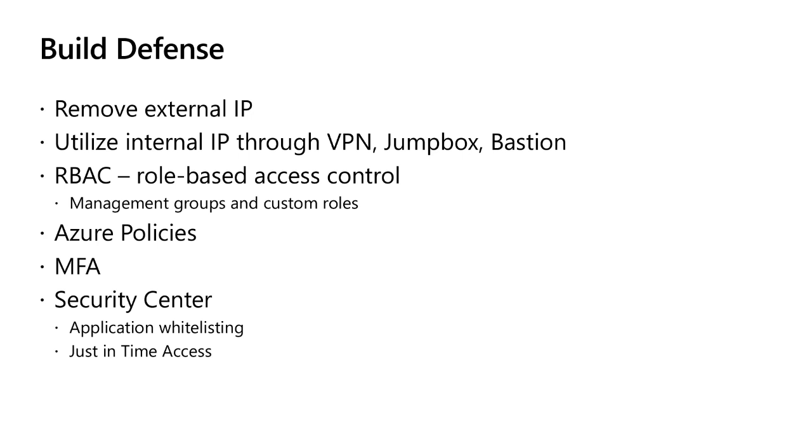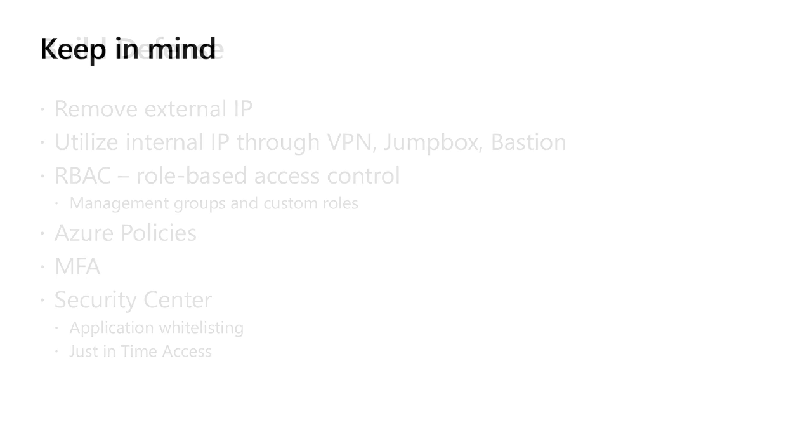One of my final slides is security. A lot of the machines that you are deploying just have a public IP, especially domain controllers. I cannot count how many times I went to some customers when I arrived, and domain controllers had public IPs. Just remove it. Utilize jumpbox, Bastion, Azure policies, MFA. I cannot say enough about MFA, and Security Center. Just-in-time access is one of the best tools that you can use to secure that.